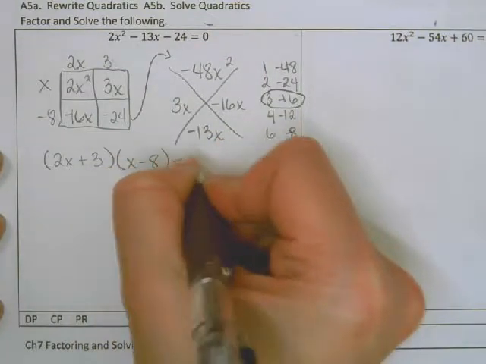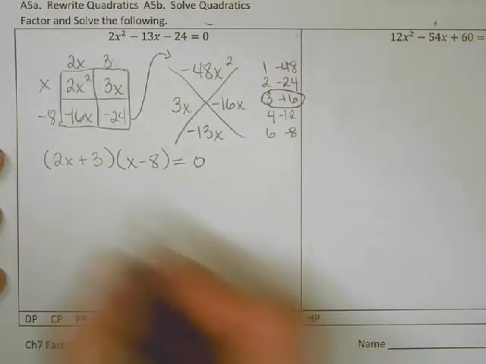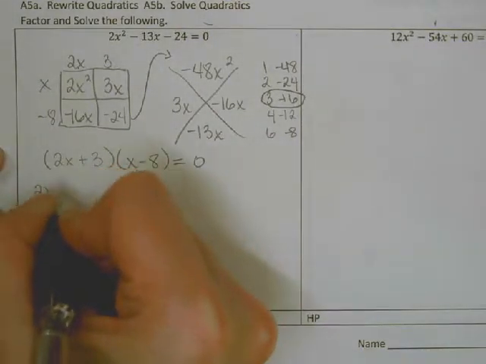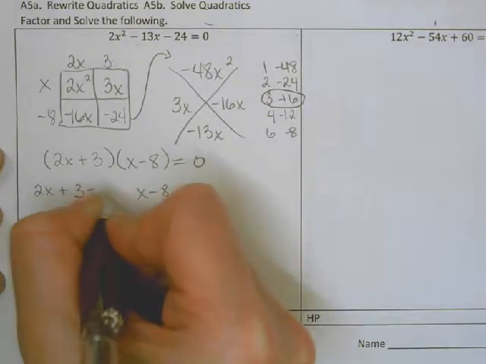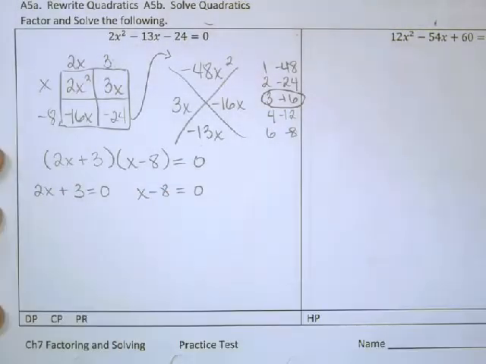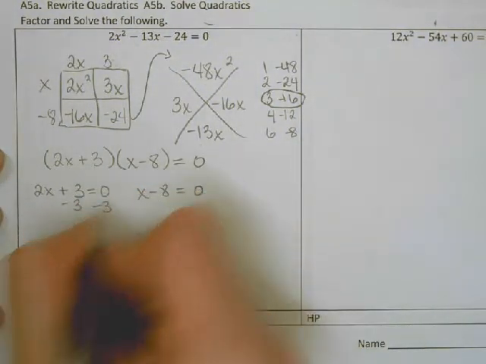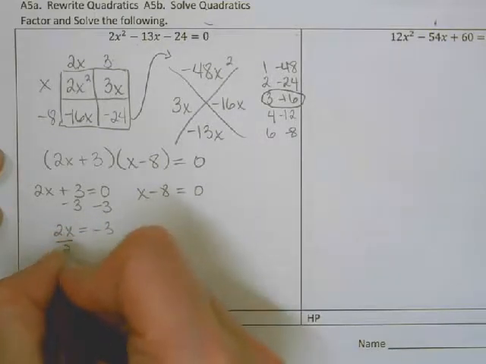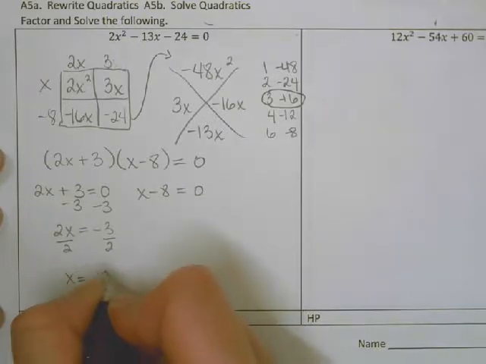That all equals 0, so now I'm back to the zero product property. My two factors here are 2x plus 3 and x minus 8. Set both of those equal to 0 and solve them individually. So minus 3 and minus 3, 2x equals negative 3. Divide both sides by 2. So x equals negative 3 over 2.